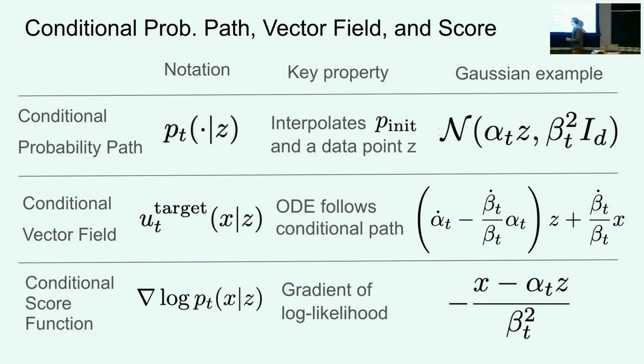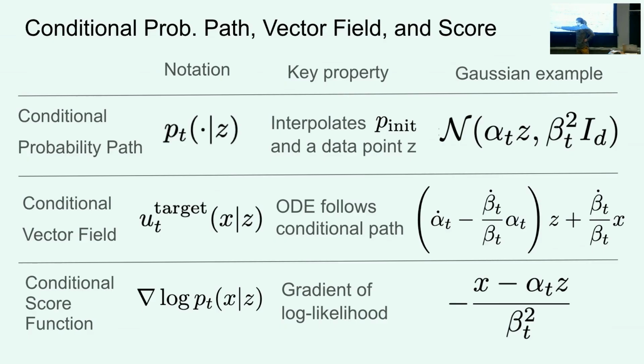Last time, we had 3 objects that we were interested in, and each of these objects had both a conditional and a marginal version. So the first thing was the probability path. The conditional probability path was the one that interpolated between a Gaussian or an initial distribution and a data point z. And the generic example we're interested in is this Gaussian path with a mean scaled by alpha t and a variance scaled by beta t. We have a conditional vector field whose defining property is that its ODE follows the conditional path. And the example that we had in the case of the Gaussian probability path was this weighted average between z and x of some coefficients that we know.